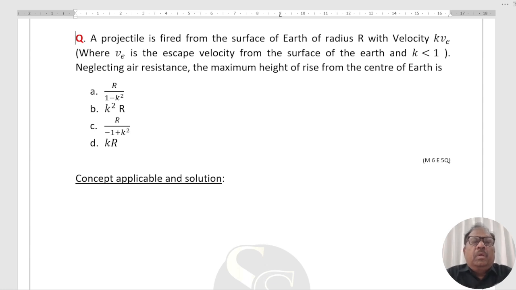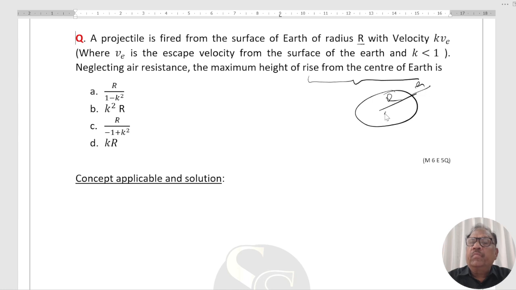Question is, a projectile is fired from the surface of Earth of radius R with velocity kVe, where Ve is the escape velocity from the surface of Earth and k less than 1. Neglecting air resistance, the maximum rise from the center of the Earth. Like this. This is R, this is H, this is r. You have to find r. Four options are given to you, one of the option is correct.